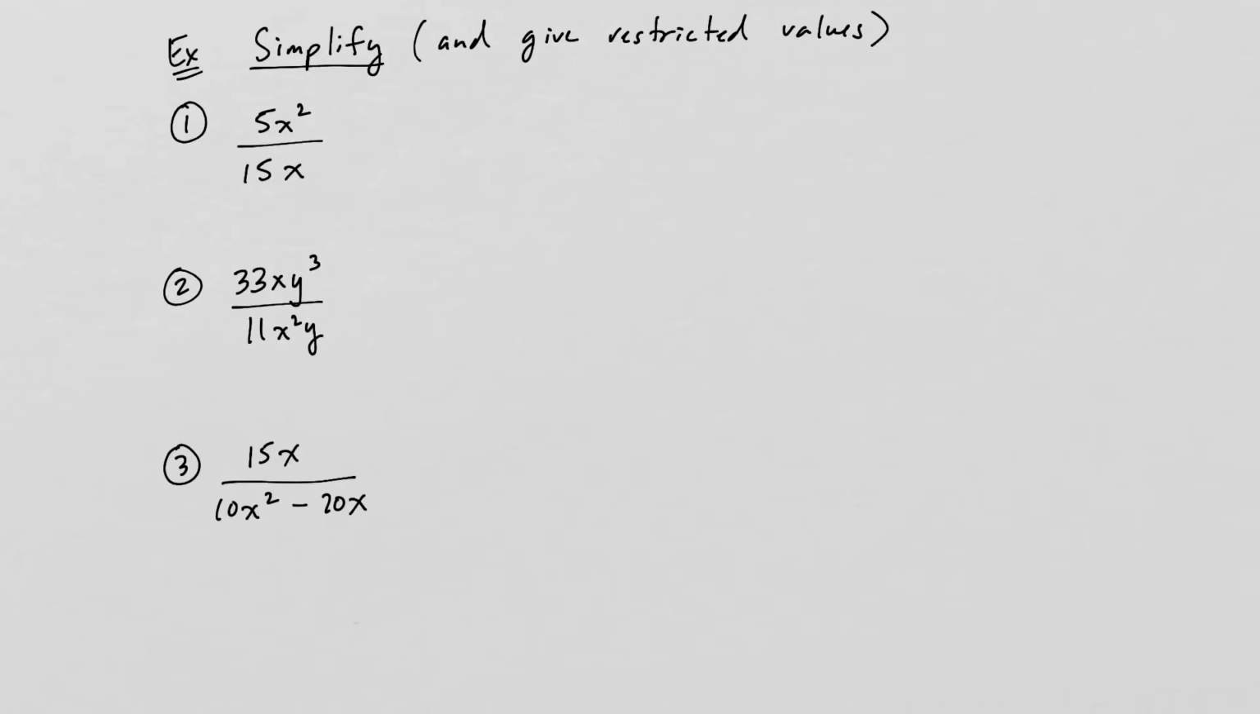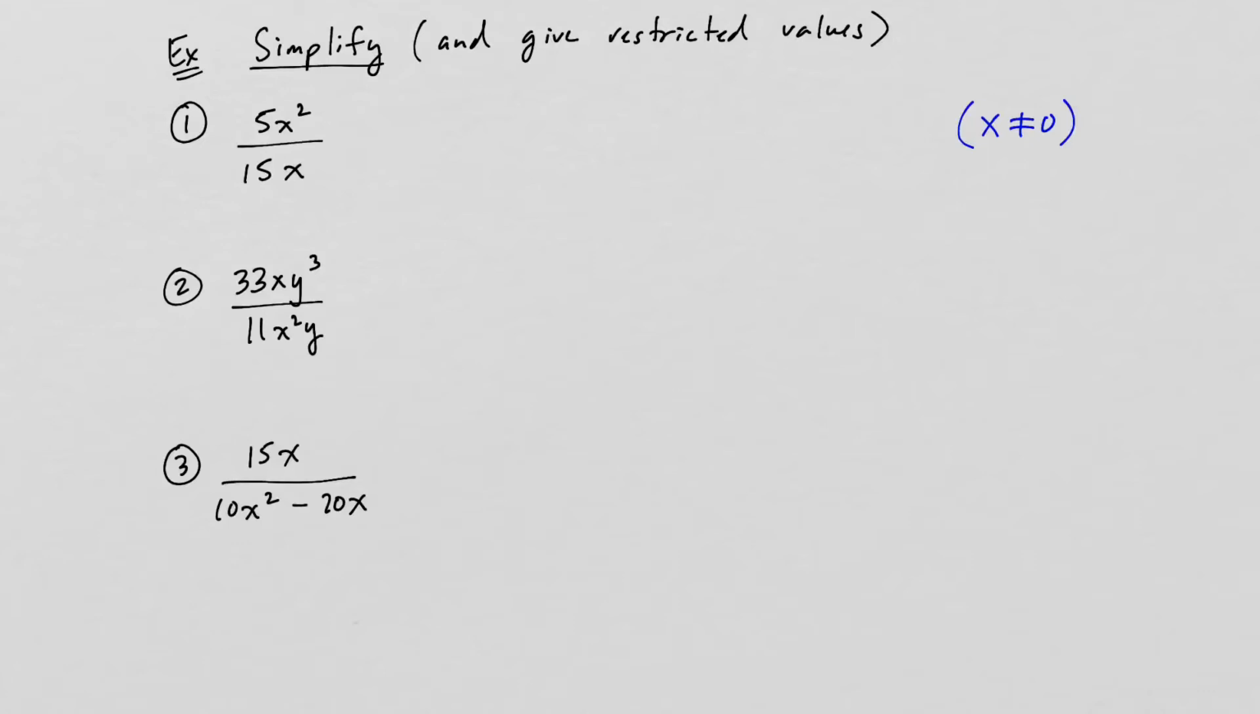For our next set of examples, what we want to do is simplify these rational expressions and also give the restricted values. Now, always start with the restricted values because sometimes restrictions will appear to go away, but your restricted values always need to be based on the original problem. So for example here, we know x cannot be 0 because 15 times 0 would be 0. So x equals 0 is a restricted value, which means x cannot be 0.